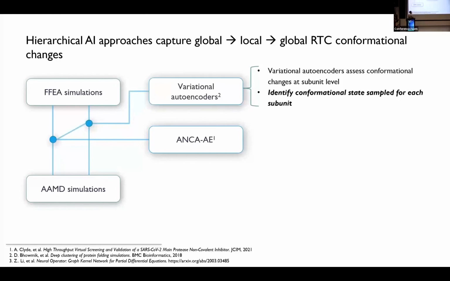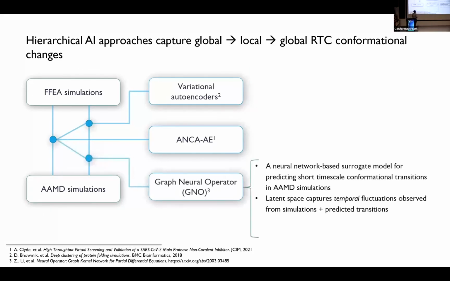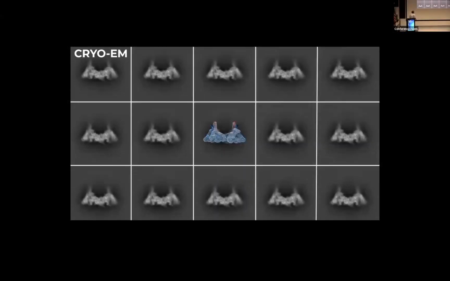Then we use variational autoencoders that look at subunit level fluctuations. And the third one, which I think we are more interested in, is this graph neural operator, which is actually a surrogate model for MD simulations completely. So they replace the MD kernels at shorter time scales so that you can integrate steps at much faster time scales and then do large fluctuation simulations. So this is work in progress.